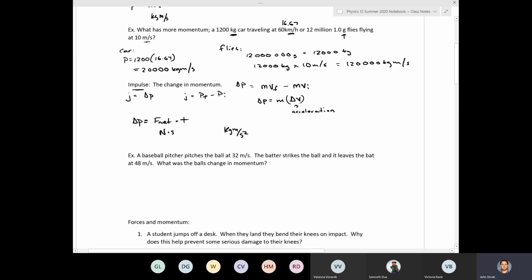So if we take that and we multiply it by a second, this second cancels that second, and you're left with kilograms meters per second. So a Newton second is the exact same thing as a kilogram meter per second. It doesn't matter which one you use, they are the exact same thing. I often use Newton seconds because it's easier to write.